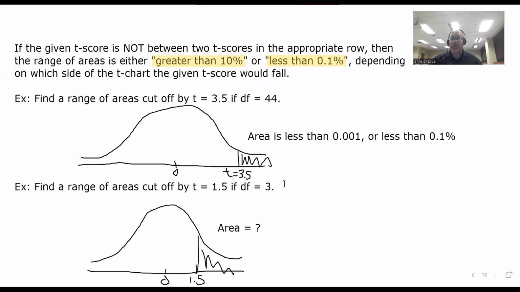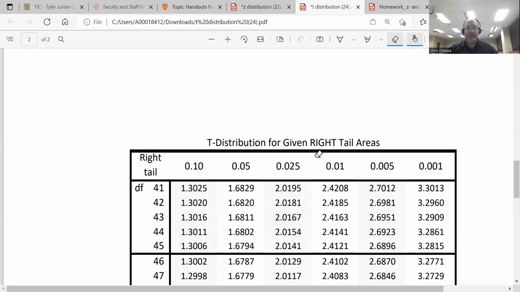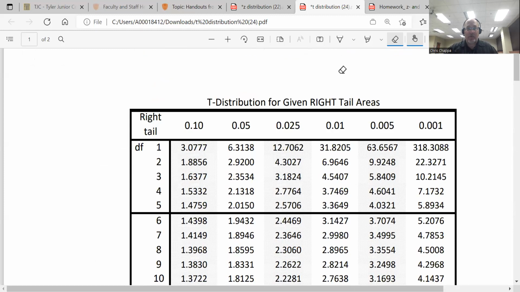Well, let's go to the third row, 3 degrees of freedom. Let's look for t equals 1.5. Third row, so way up here. Let's go across the row. Oh, wait a minute. These numbers are all greater than 1.5. 1.5 isn't between any of these. But seeing that the numbers are increasing from left to right, where would 1.5 fit in this row? The answer is it would fit to the left of 1.6377. So that means its area would be over here somewhere to the left of 0.10.